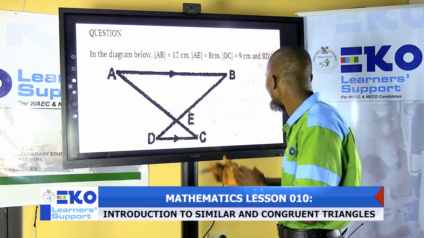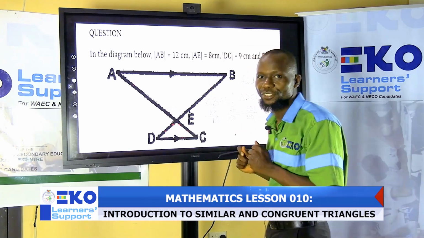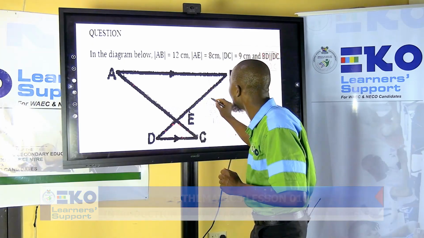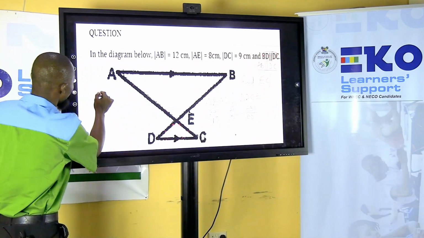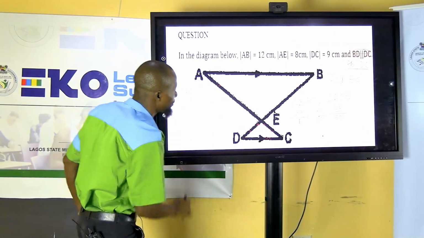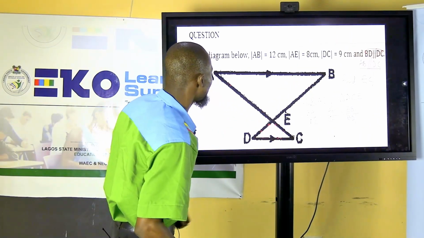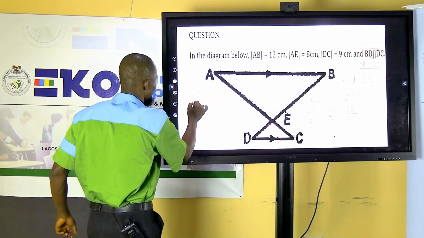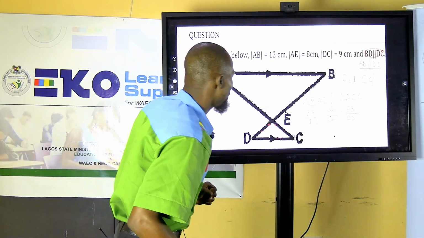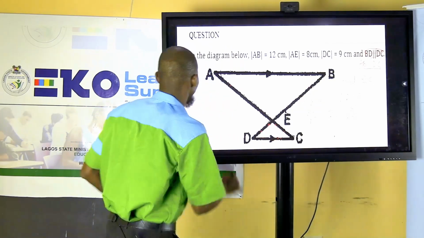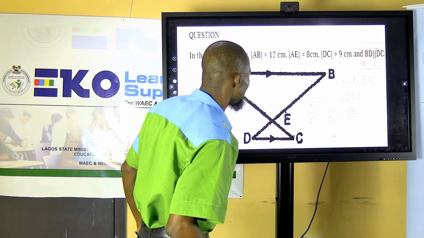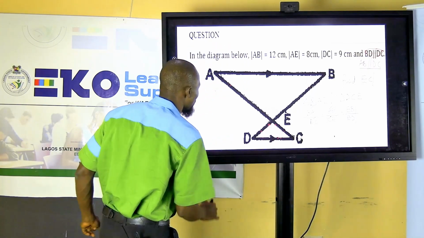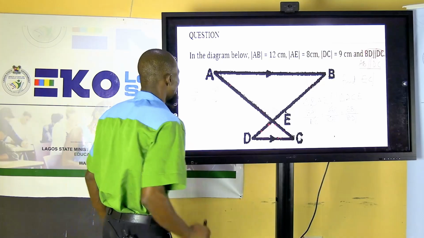Good. Let's move on. BA or AB is 12, so we have 12 divided by DC. What is DC? 9. Equals AE. What is AE? 8, divided by CE or EC, which is what we are looking for. You can call it X.